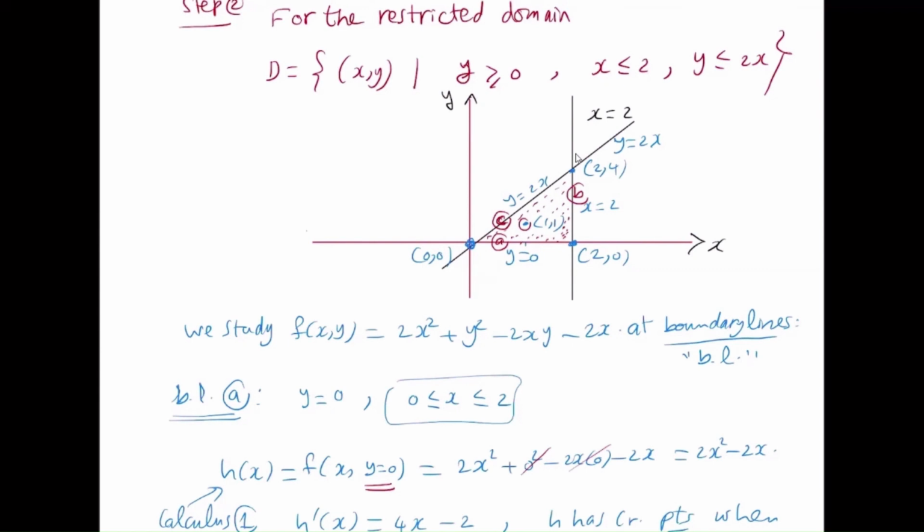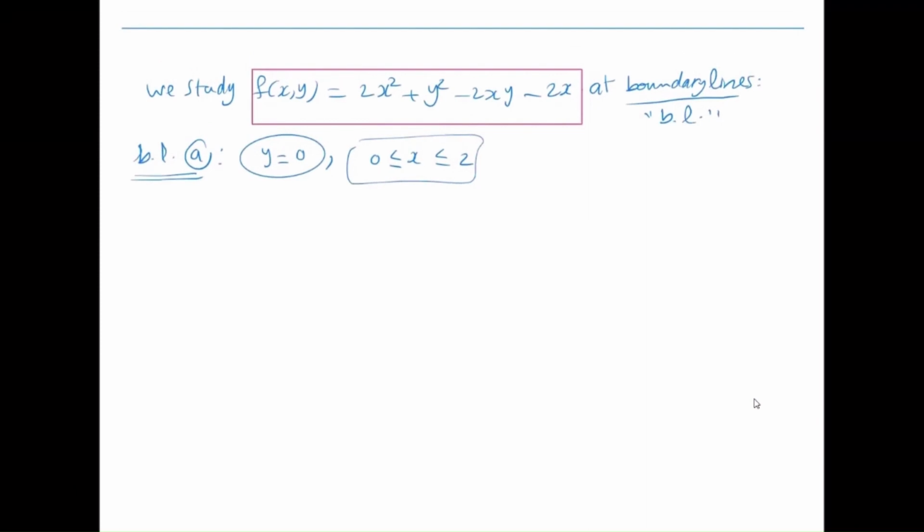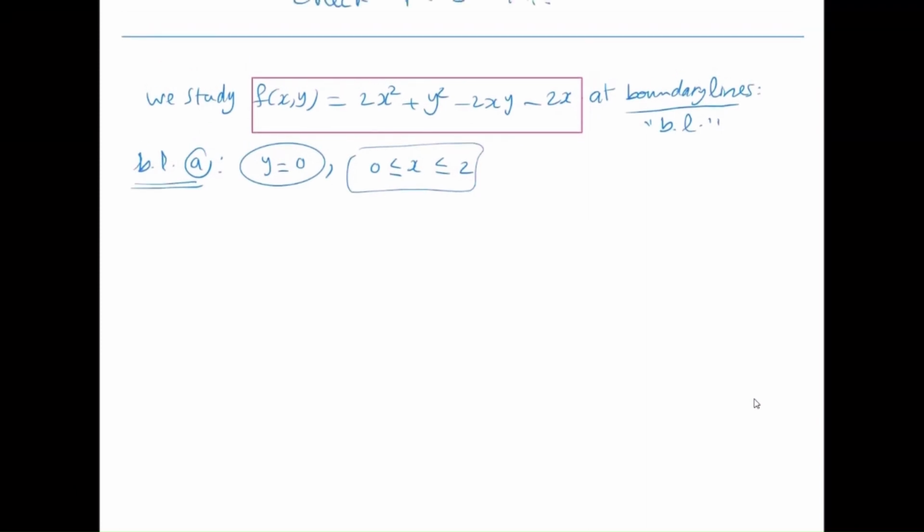We study f(x,y) at the boundary lines. How to study the boundary line? We take its equation, its bounds, and study the original function, substituting with the conditions of the line. This is the given function, and this is boundary line A. What is the equation of this boundary line? It is y equals 0 and x varies from 0 up to 2, a closed bounded interval.